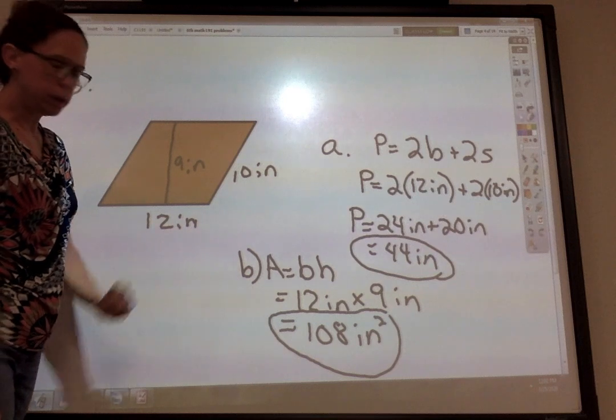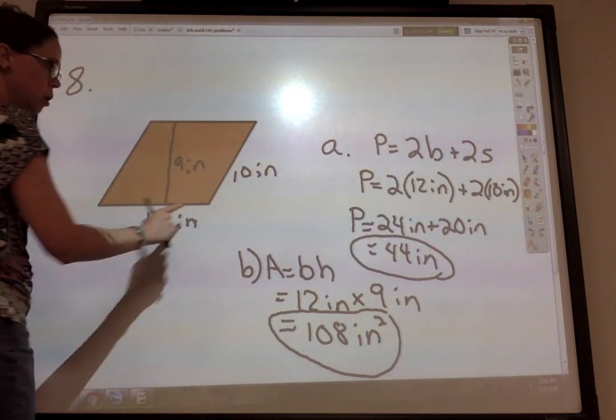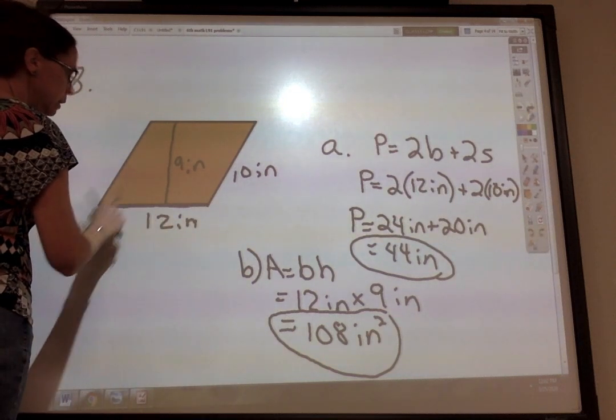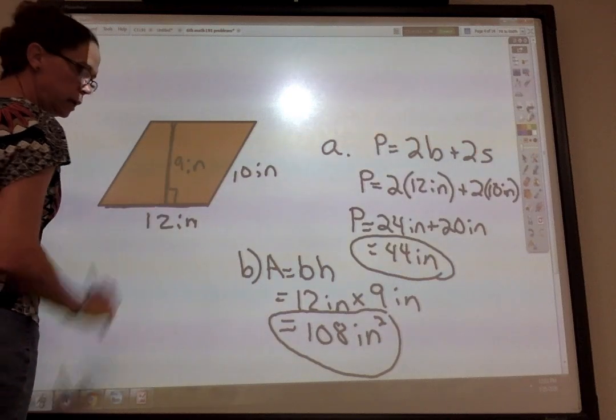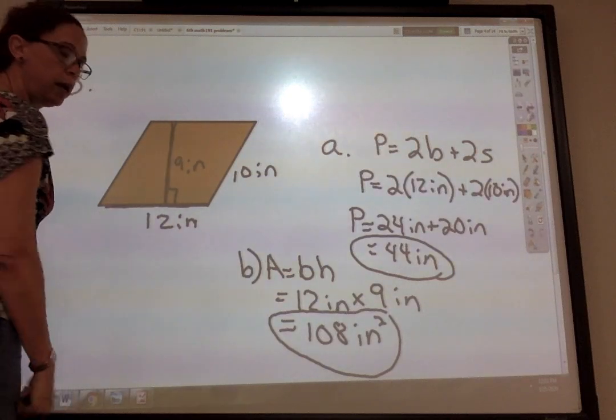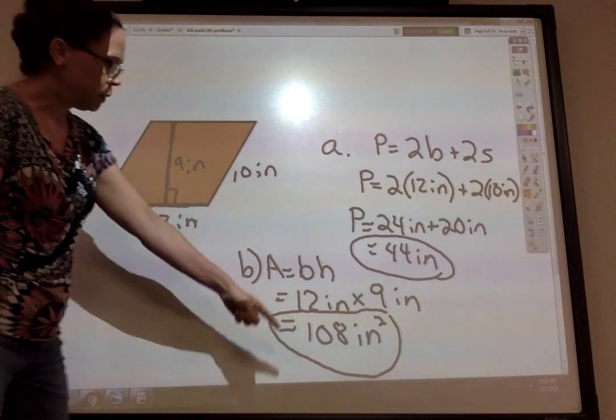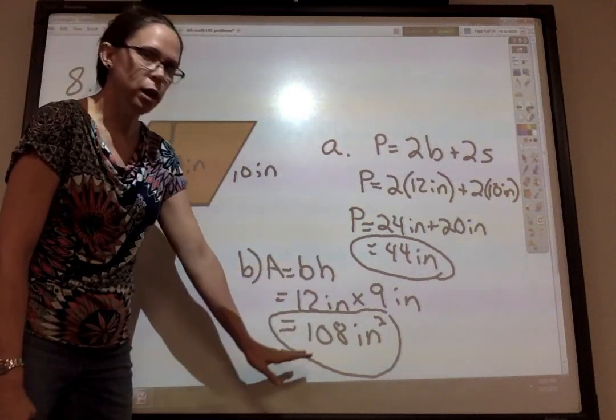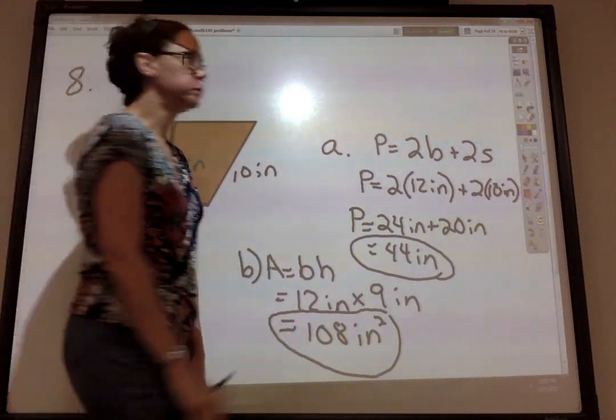Part B wants the area, base times height. Hopefully you remembered that my base and my height have to form a right angle. So I'm going to use 9 inches for my height. 12 inches times 9 inches gives me 108 inches squared.